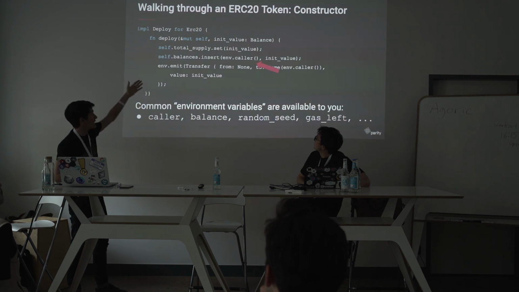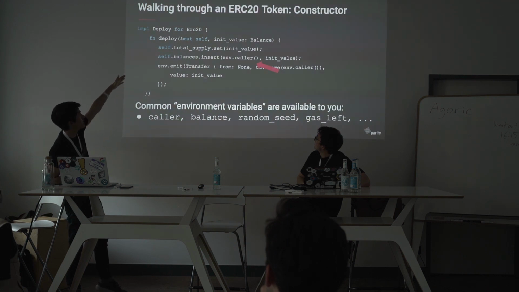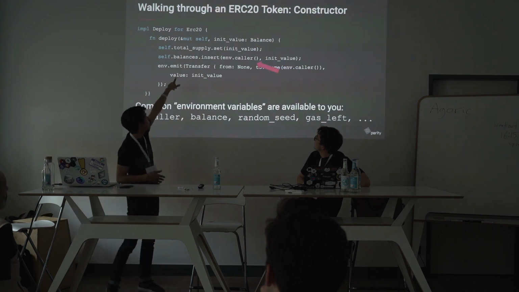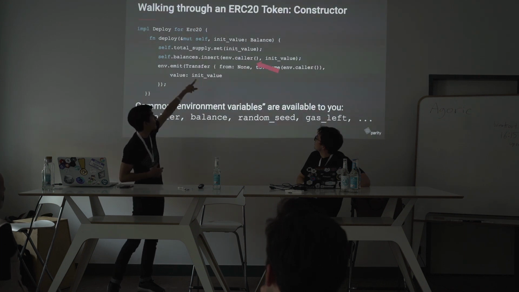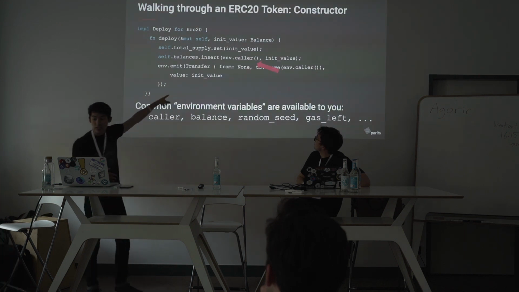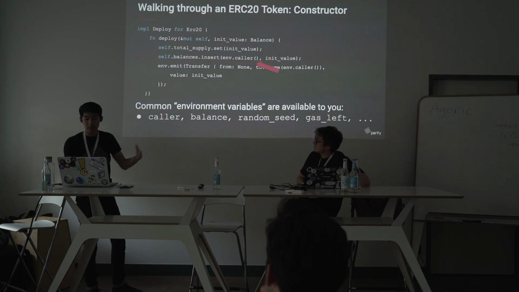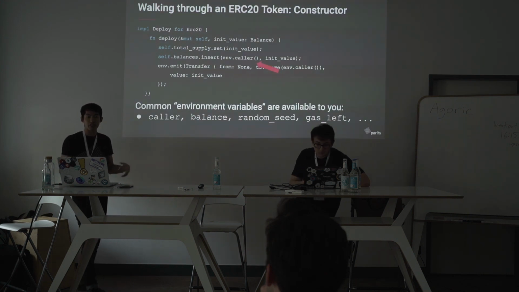And basically you can do things like here we've initialized the total supply to a single user. And one thing to notice here is that you get access to common environment variables. So here we say that whoever calls this deploy function will get the initial balance of tokens. And so we use the environment caller. So you have things like caller, balance, random seed, gas left. These things are actually available to you throughout your contract.